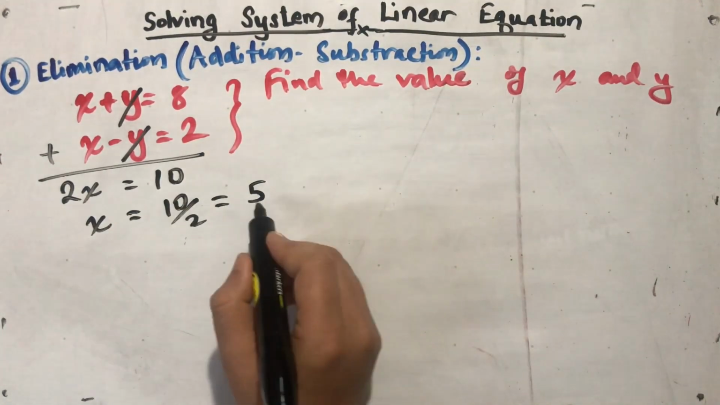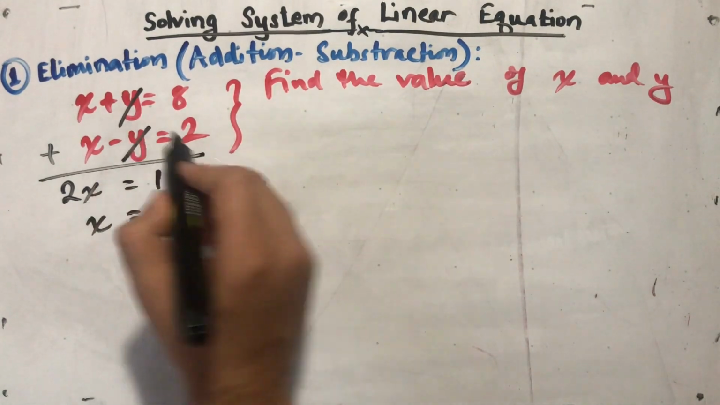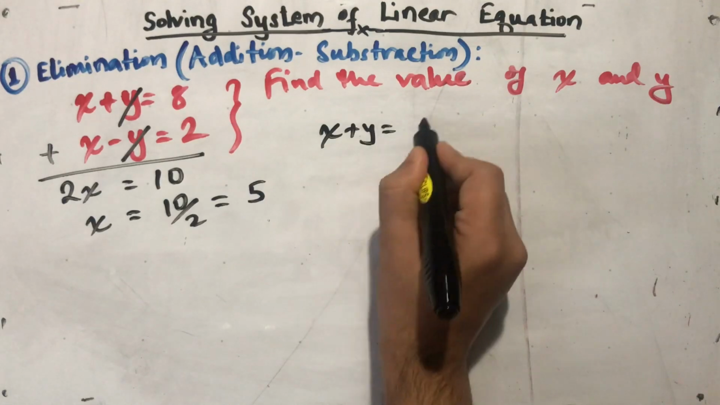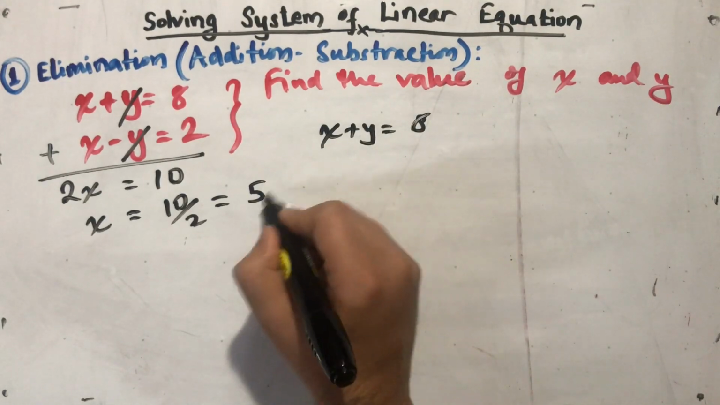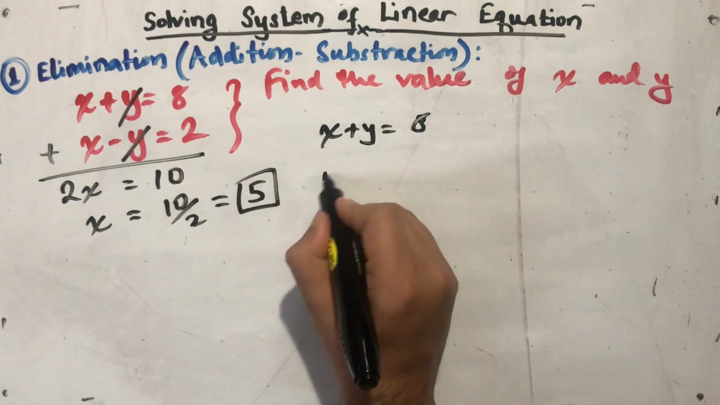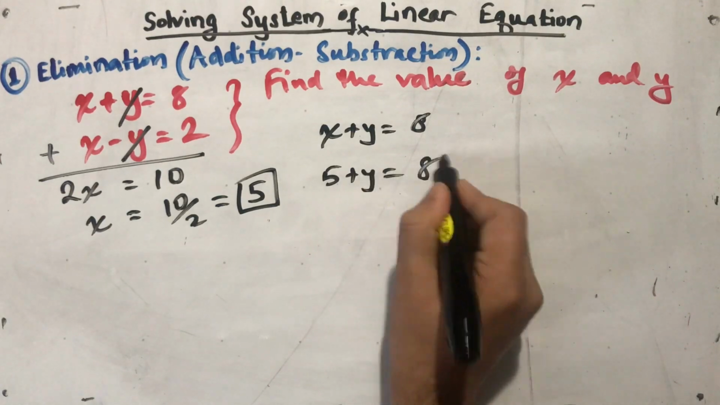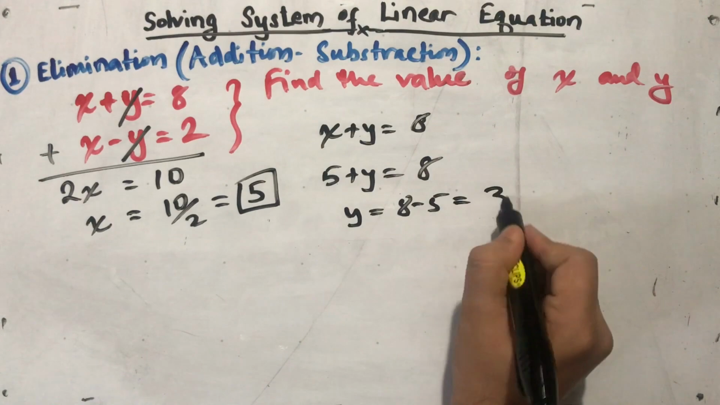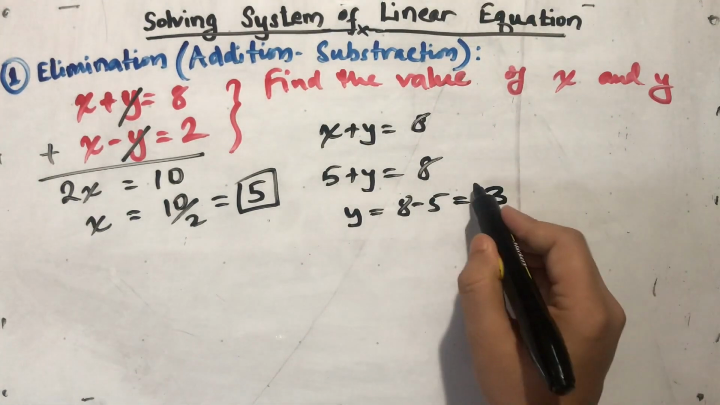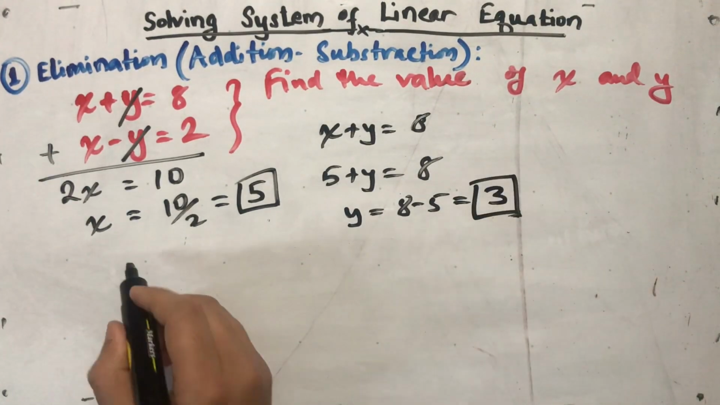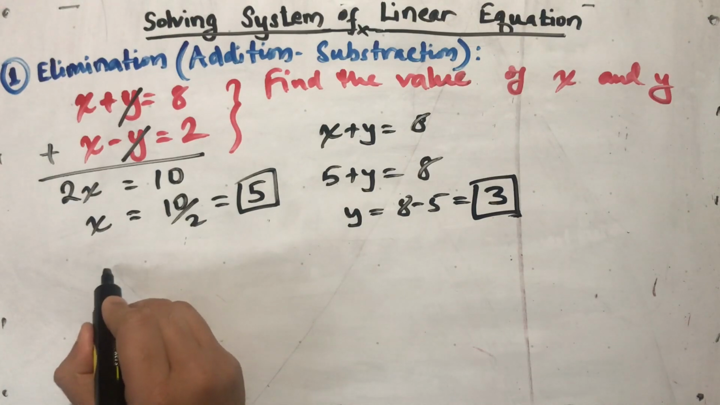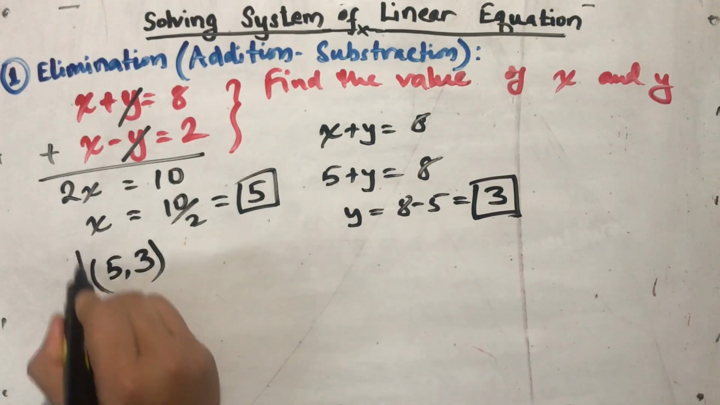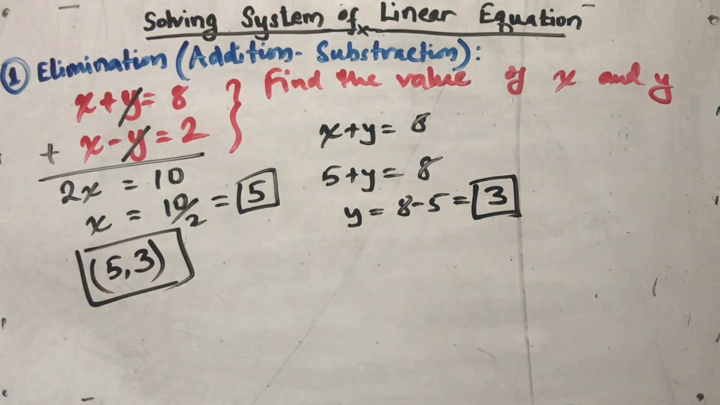To find the value of y, plug that into one of these equations. So let's plug into the first one. x plus y equals 8. We have the value of x, which is 5. 5 plus y equals 8. And then y equals 8 minus 5, which equals 3. All right, these are the values of x and y. In coordinate form, we can write (5, 3). That's our final answer. That's it. Pretty simple.